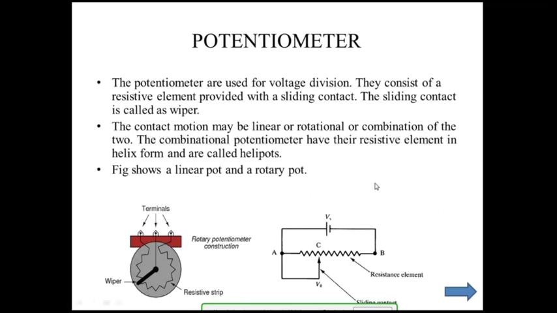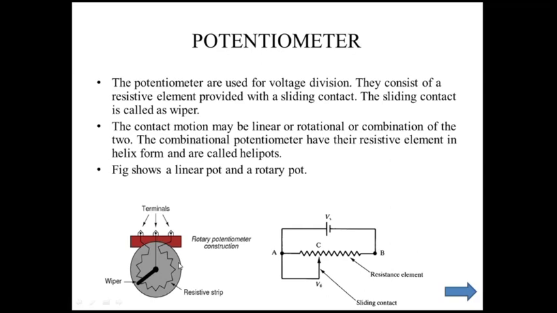So based upon this wiper, the physical quantity is converted into an electrical quantity. It consists of a resistive element provided with a sliding contact. The sliding contact is called a wiper. There are two types of potentiometer, one rotational and another linear. So this is called a linear and this is called a rotary potentiometer. But both concepts are the same. By varying the wiper, the resistance value is changed, which means the electrical quantity value is also changed. That's all. Now this is a potentiometer.